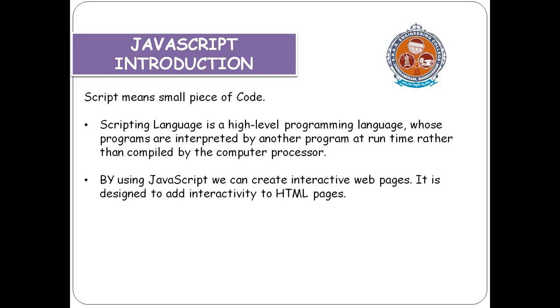Next, script means small pieces of code. In JavaScript you use some scripting language code, that means you write some code for doing the actions. That small piece of code is nothing but a script. A scripting language is a high level programming language whose programs are interpreted by another program at runtime rather than compiled by the computer processor. That means it is a high level programming language and it can be interpreted.